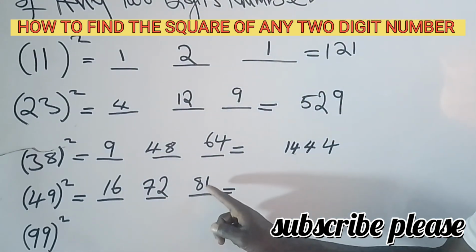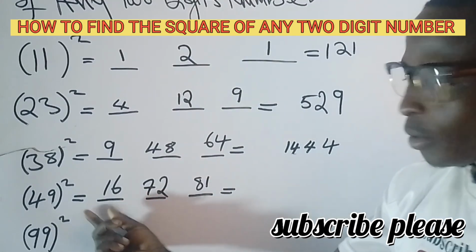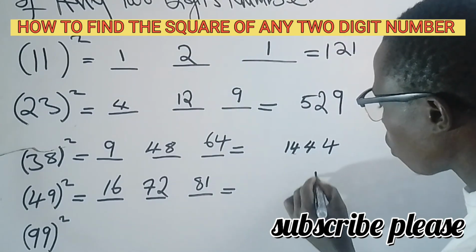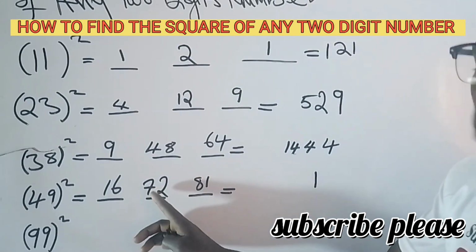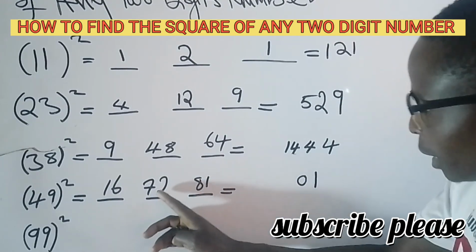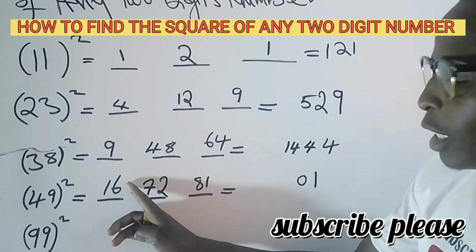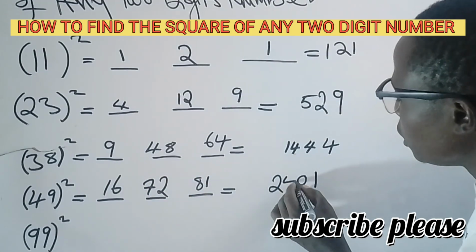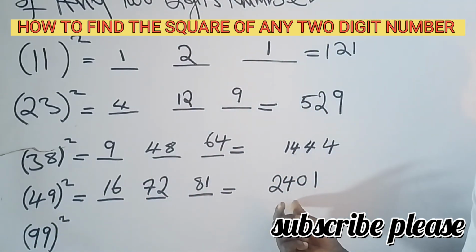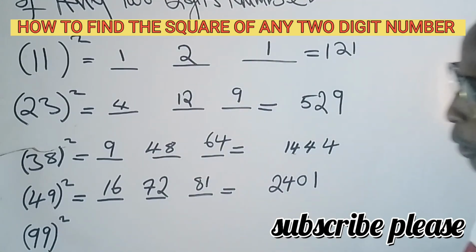Since I have two digits and only space for one digit, I still have another step. Here I'm going to pick the unit, which is 1. Remain 8. 8 plus 72 is 80. Then I put the 0, remain 8. Then 8 plus 16 is 24. So we can see that the square of 49 is 2401. That is good. Let's go to the last example.